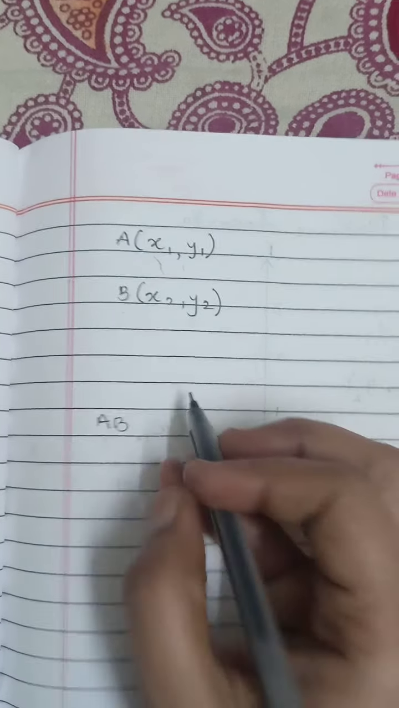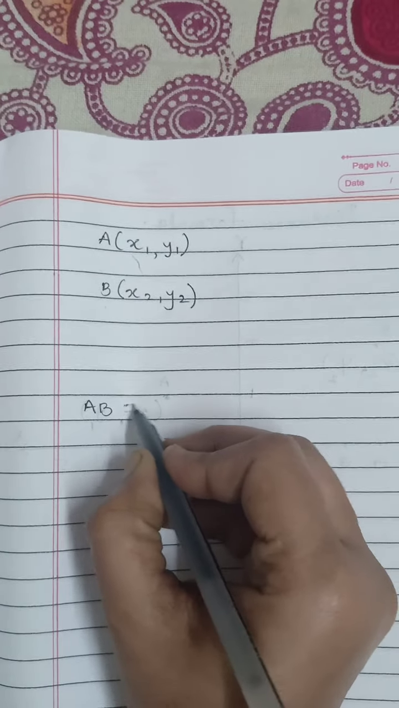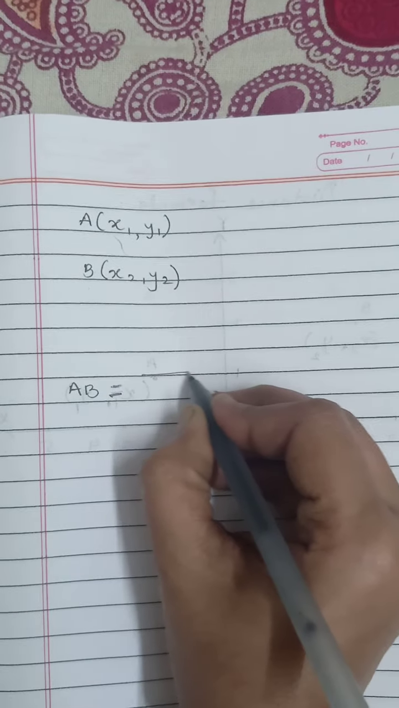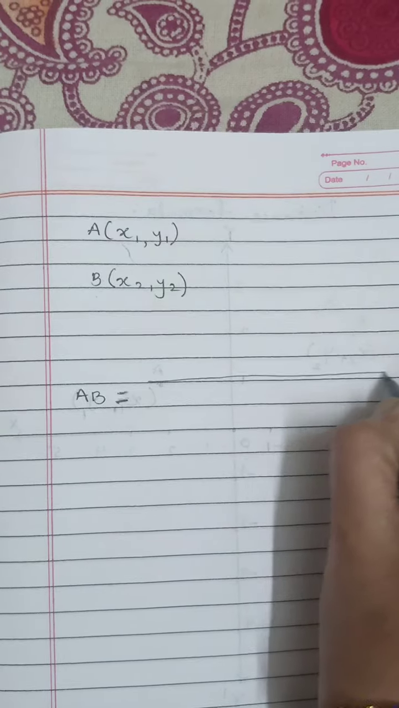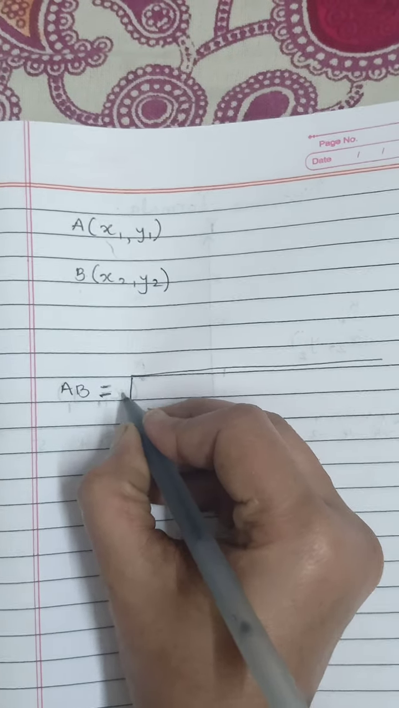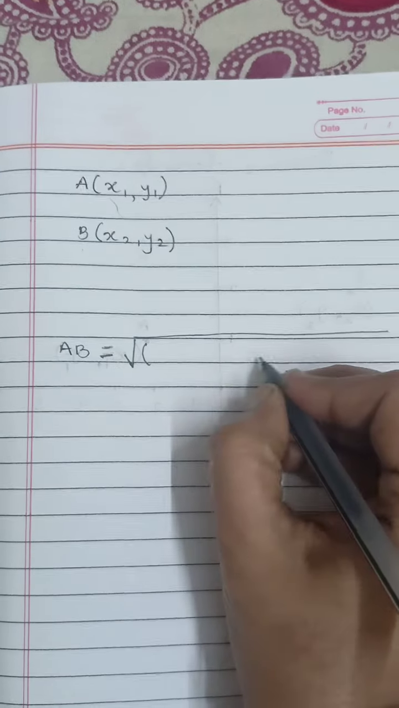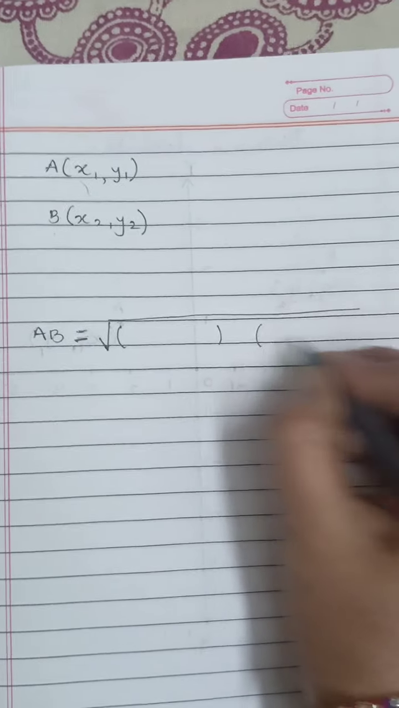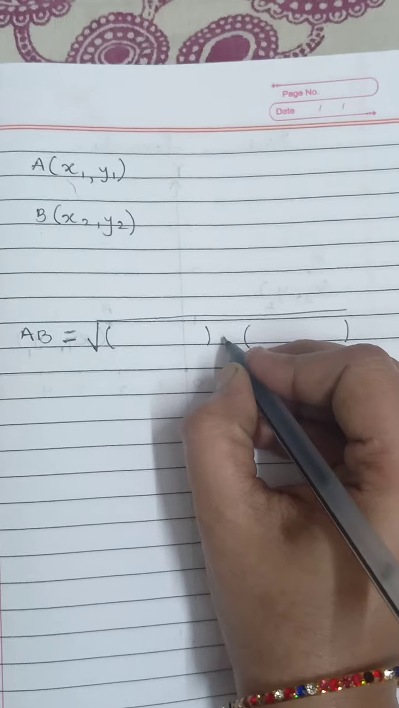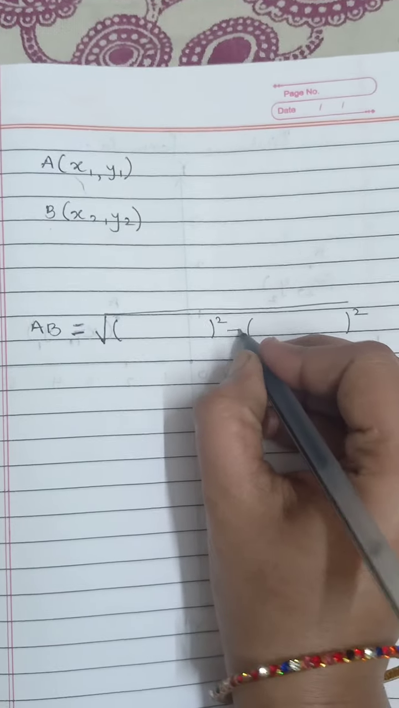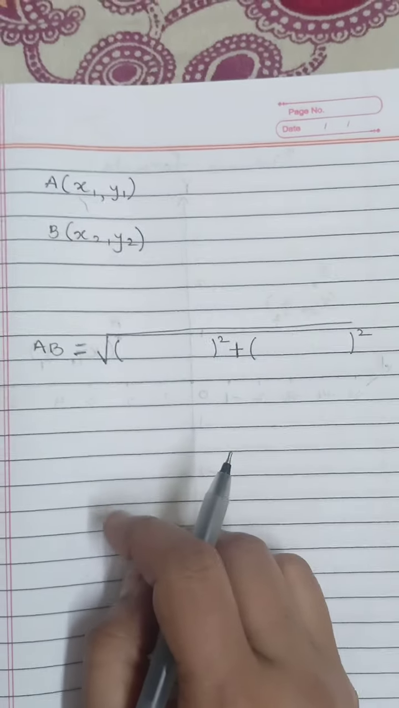So I have taken AB equal to, and I am explaining the distance formula. First of all, we have to take the root sign. Don't forget to take the root sign. After the root sign we have to take 2 brackets, take the square of both brackets, and in between these 2 brackets we have to take the plus sign.